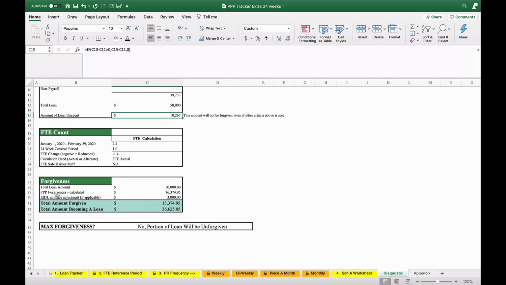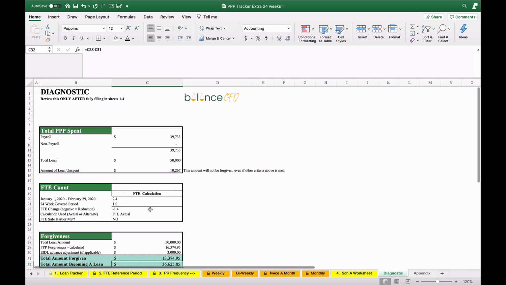And then you're going to come down here to your forgiveness. So our total loan was $50,000, but remember we only got $16,000 calculated because of that FTE reduction quotient. Then we got to subtract our EIDL advance on top of that. So now we're only getting forgiven for the $13,000, which leaves $36,000, which will become a loan. So this just gives you another snapshot to take a look at to kind of sense check your forgiveness application.